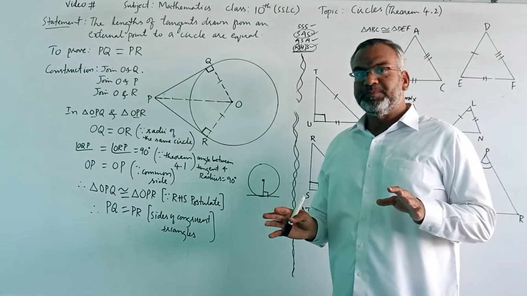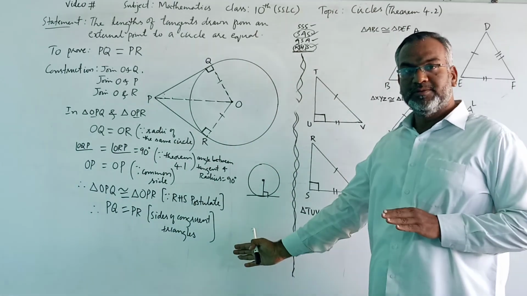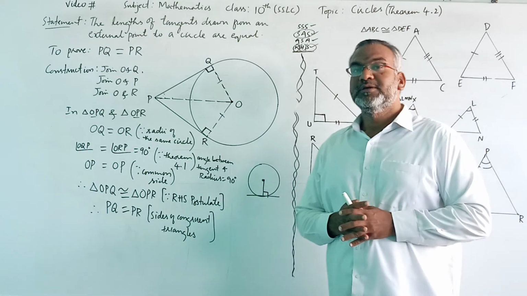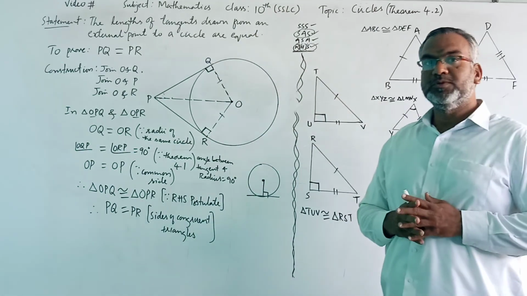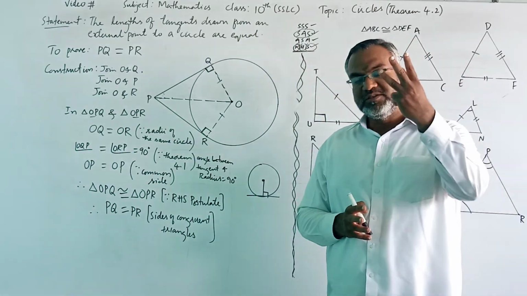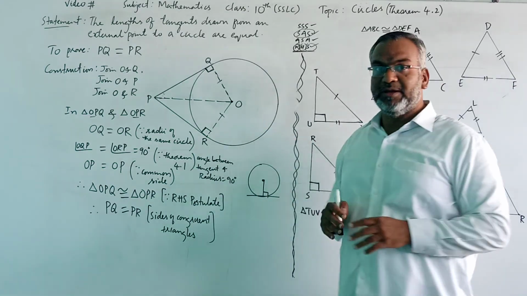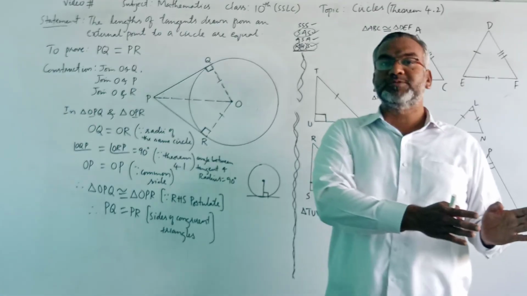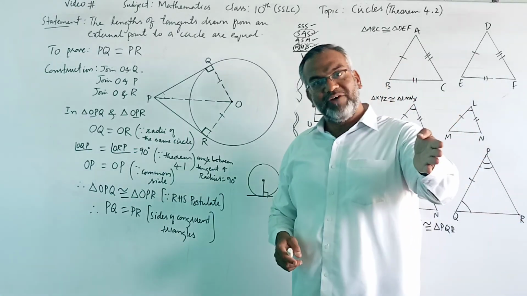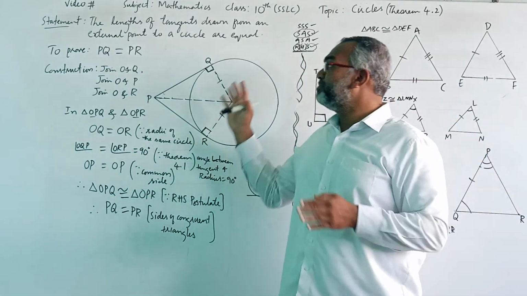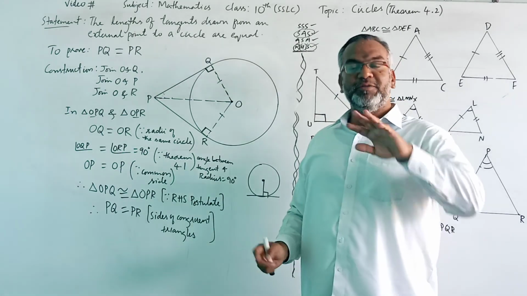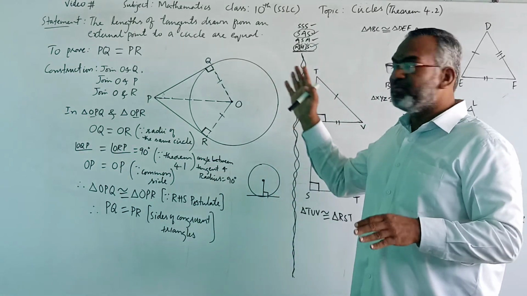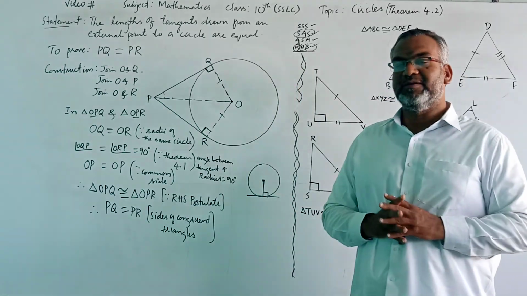Pause the video and note it down, or it is already there in your reader. This theorem usually comes in the exam for 3 marks. It is an important theorem. If this theorem doesn't come, then a problem based on this theorem comes, and we have questions based on this theorem in the reader. In our next classes, we will solve the problems based on this theorem.